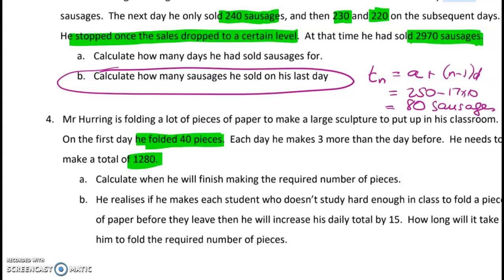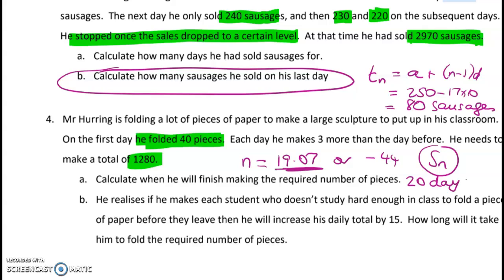So when you run that through, I'm just going to give you the answer, guys, because I reckon no one out there is watching anymore. We get n is equal to 19.07 or negative 44. And again, I'm using the formula for the sum and I'm solving for n. So he will have made enough here after 20 days, right? After 19 days, he is going to be just short and the sculpture is going to fall apart. So we have to have 20 days, not 19 days, and you can check that.